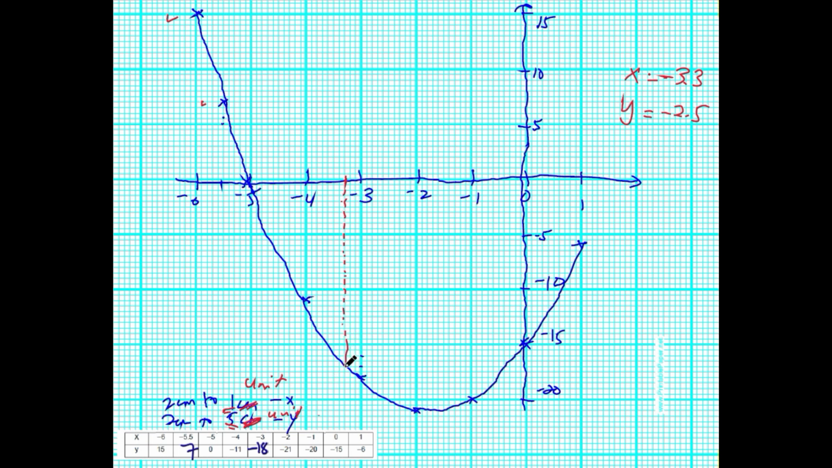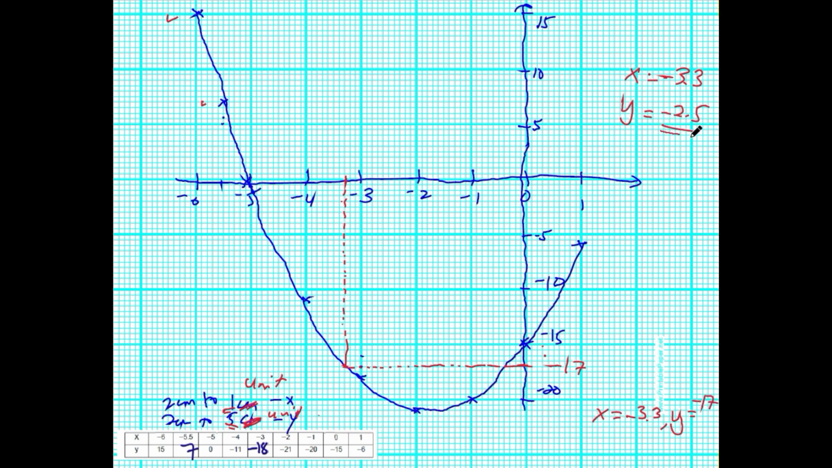So you meet the point, then you put it to the y-axis. So you get here. So this is 1, 2, 3, 4, 4 below negative 15. So this is negative 17. So when x is equal to negative 3.3, y is equal to negative 17.